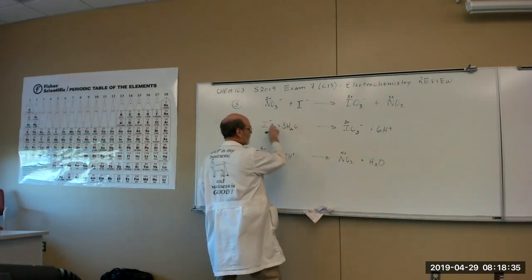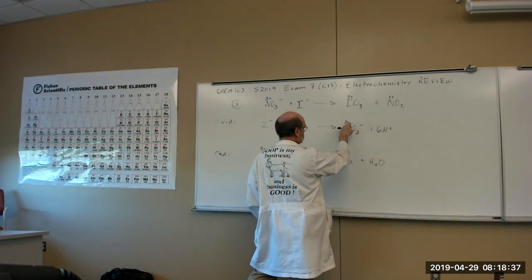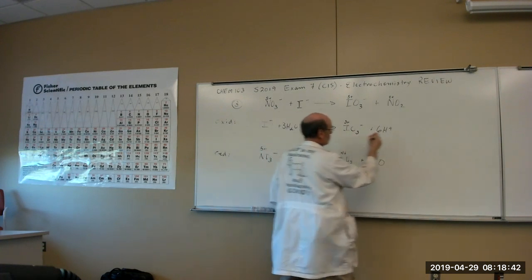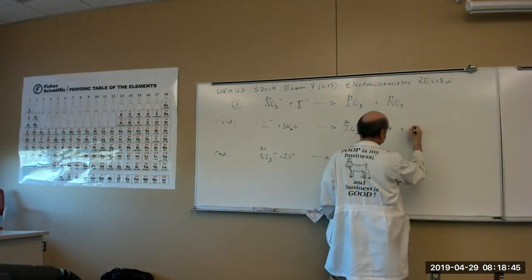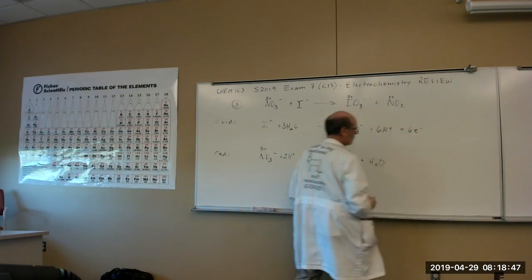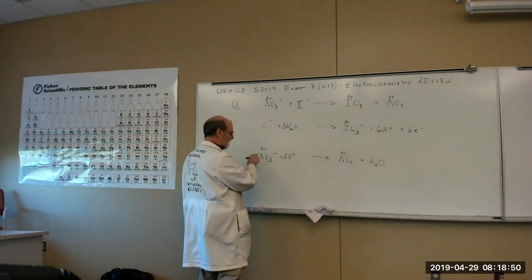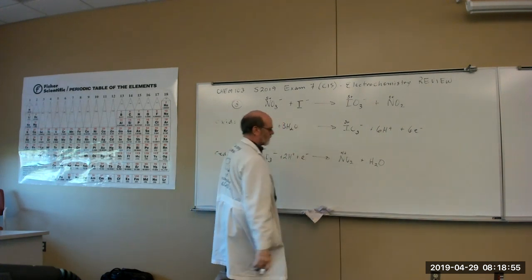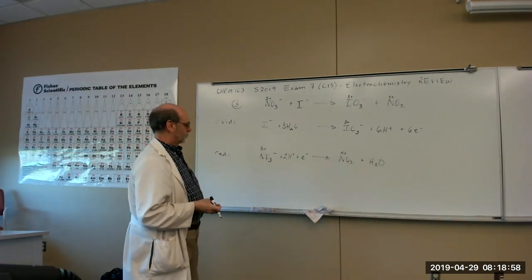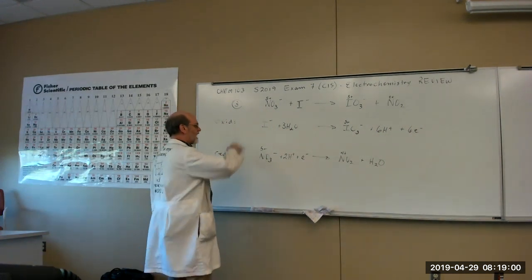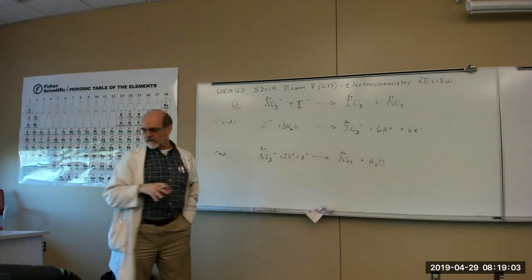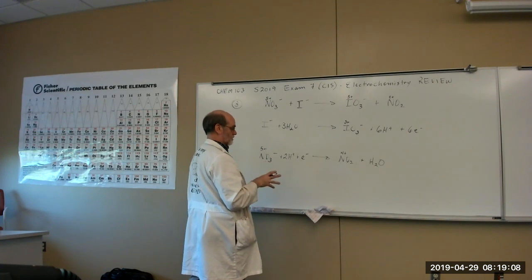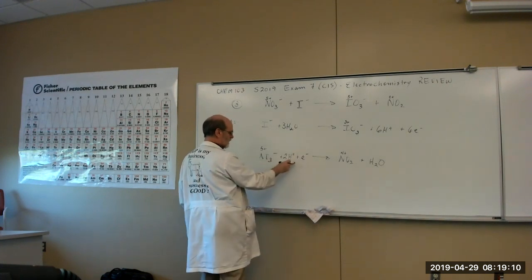All right. From -1 to 5+, we had 6 electrons that were lost. So lost electrons show up on the product side. This one gained an electron to go from 5+ to 4+. There's only 1 electron. Now, before we can recombine these into the final equation, we need to balance the electrons. This one has 6 electrons, this one needs 6 electrons.